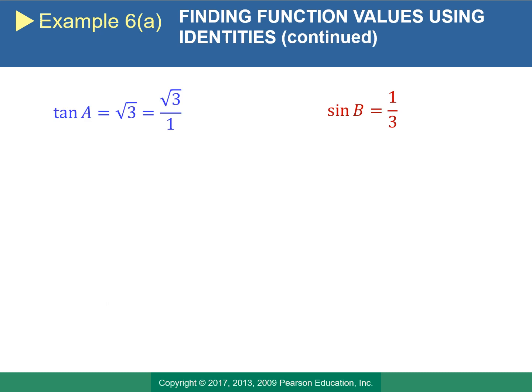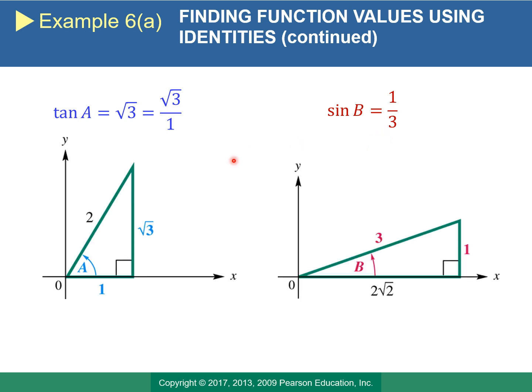From our given information, tangent of angle A is root 3. Rewrite that as a fraction, square root 3 over 1, which helps you draw your triangle. For sine B, we know that it equals 1/3. Tangent of A was root 3 over 1, opposite over adjacent, and the Pythagorean theorem gives a hypotenuse of 2. For angle B, sine was 1/3, so the opposite side was 1 and the hypotenuse was 3. Again using the Pythagorean theorem, the missing adjacent side is 2 root 2.